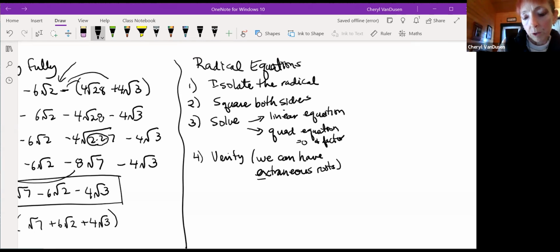And extraneous roots, just look at the root of the word extraneous, it means extra. Sometimes when you square both sides, you cause extra values to come that don't actually work. So just have to be cautious about that.